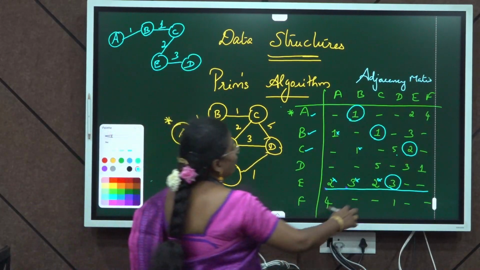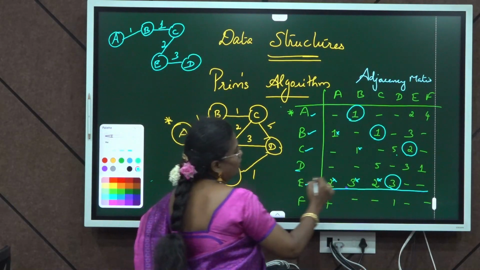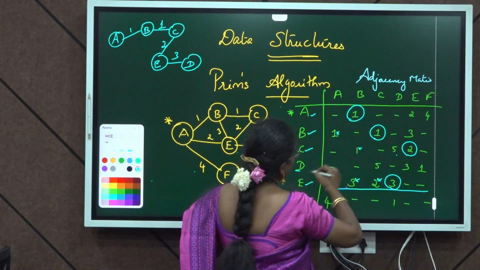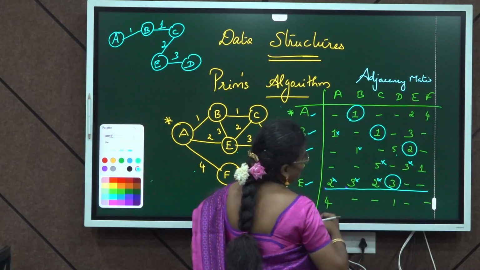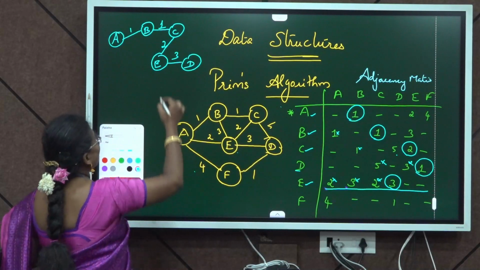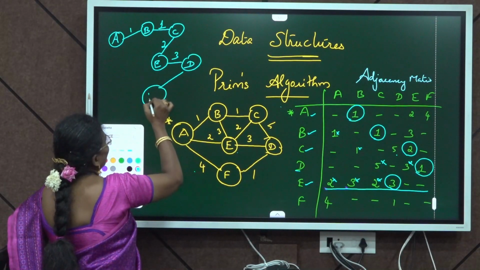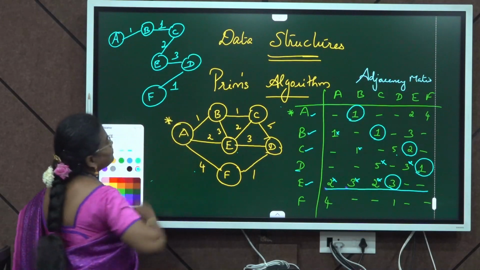Now, we are going to explore the node D. Coming to node D, we have the edge between C and D, but C is already visited. E and D, E is already visited. So, we are going to take the edge between D and F, having the value as 1.